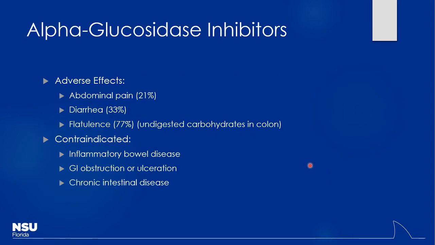So in terms of adverse effects, as I mentioned, diarrhea is a big one, abdominal pain, flatulence. So again, a lot of extra CO2 being produced by those bacteria as they chew up the glucose. And then we'd not want to use this in patients who have a history of inflammatory bowel disease for sure. So like Crohn's, ulcerative colitis, we would not want to use these because again, that could worsen inflammation, worsen the disease for those patients.